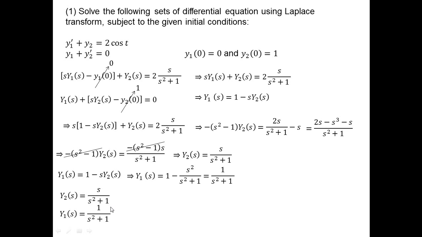By taking the Laplace inverse of these two, I see that the Laplace inverse of Y2(s), according to the Laplace transform table, is cosine t, and the Laplace inverse of Y1(s) is sine t. So we easily find the solution of this set of differential equations using the Laplace transform. And now we know that y2(t) is cosine t and y1(t) is sine t.